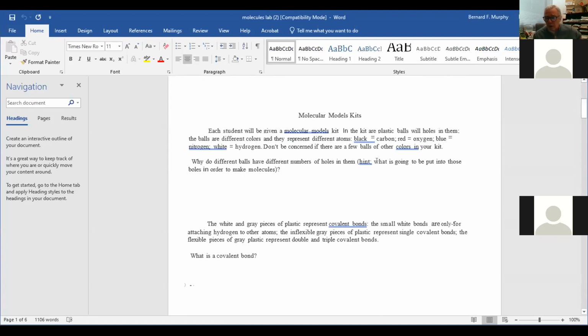So here are the molecular model kits, plastic balls with holes in them. The balls are different colors and they represent different atoms. The black balls are carbon, the red balls oxygen, the blue nitrogen, and the white hydrogen. There were a couple of other colors in there, but we didn't use them.